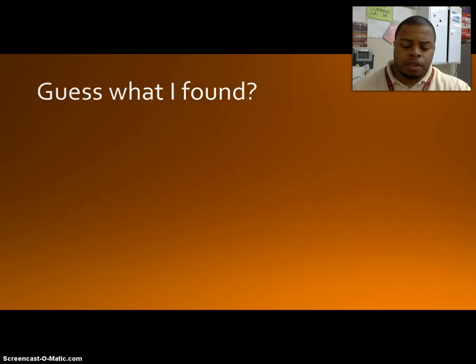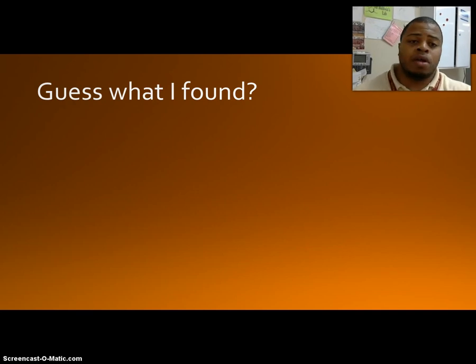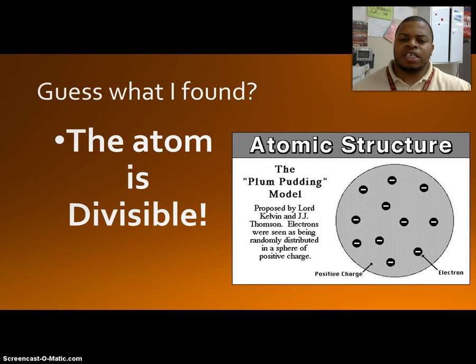Now, from this, Thompson is able to look and say, okay, well, Dalton had it wrong. The atom isn't indivisible. We actually found that it is divisible. And so this is where we come up with the plum pudding model. This is what you usually hear referred to when you're talking about J.J. Thompson. Basically the idea was that I have these negatively charged electrons, at the time he actually called them corpuscles, floating around in a sea of positive charges.